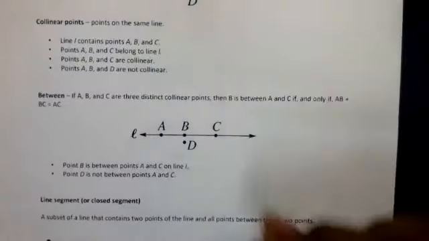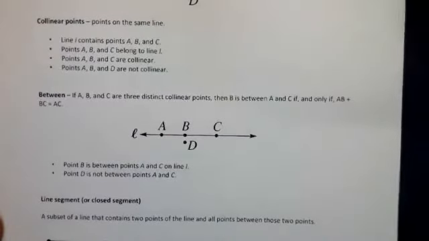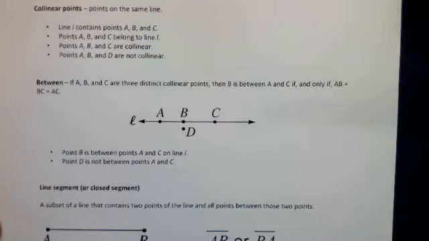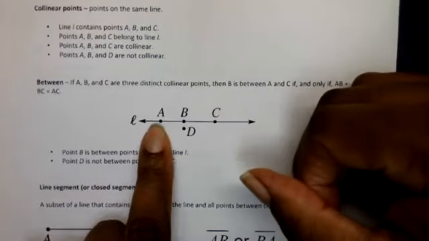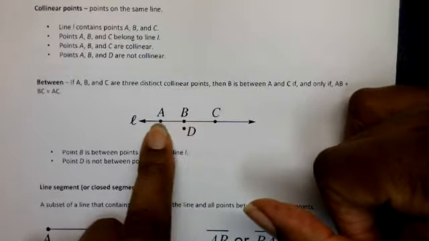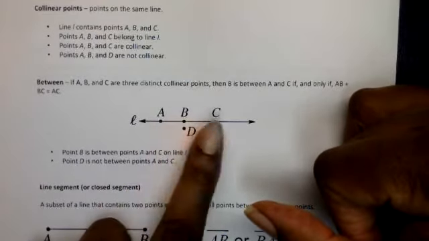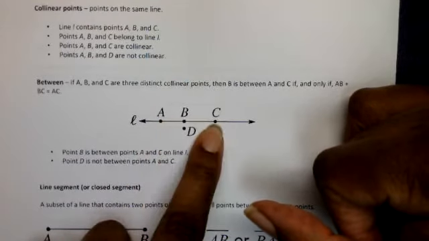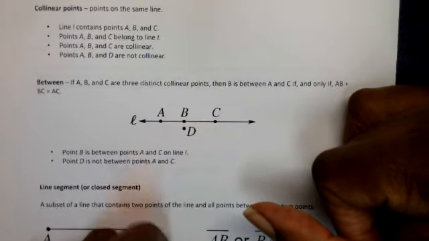That's also defined between. If you have A, B, and C, three distinct collinear points, then B is between A and C if and only if AB plus BC is equal to AC. So here is an illustration of that. Of course, B in this case is between A and C, and that's because AB and BC combined together will give me AC.